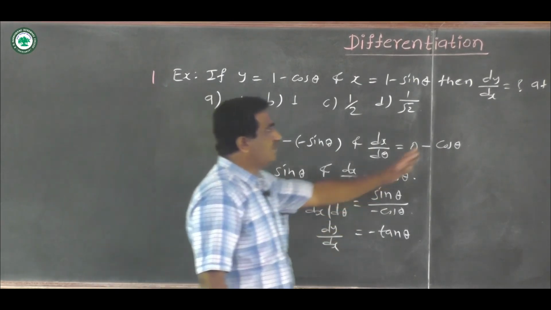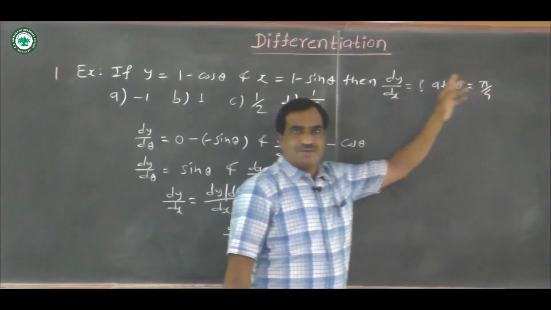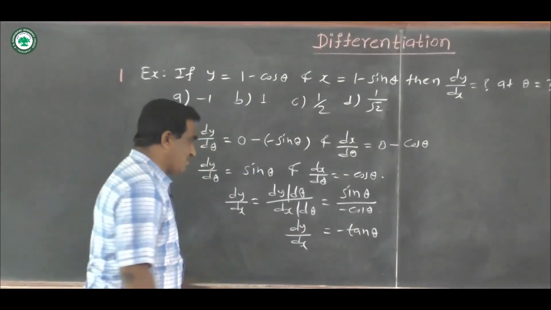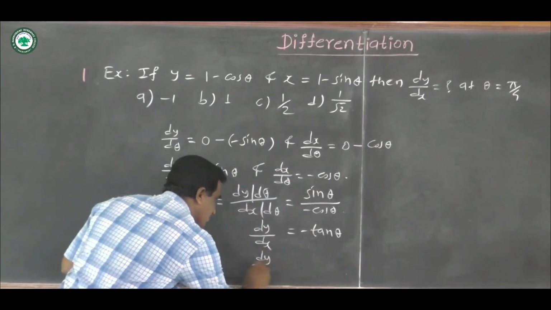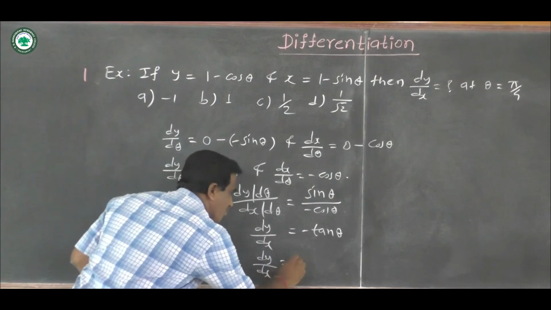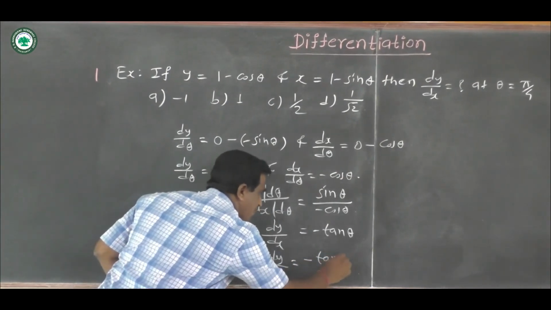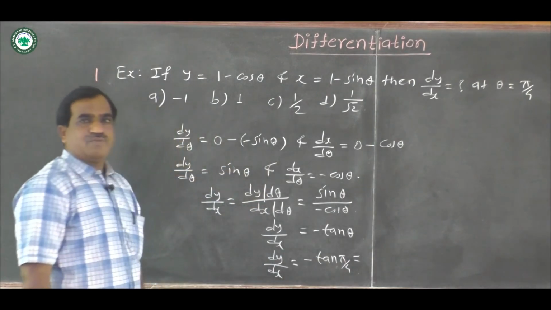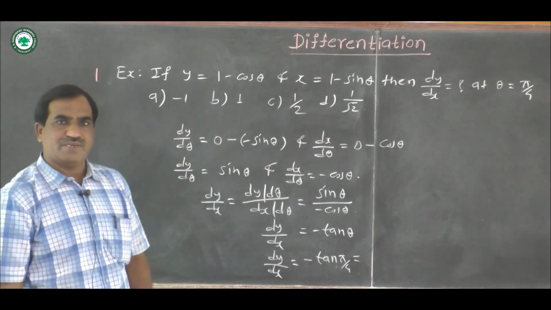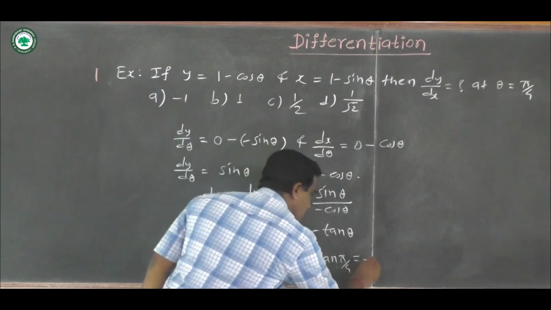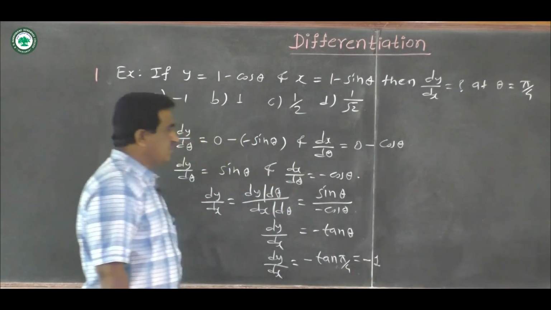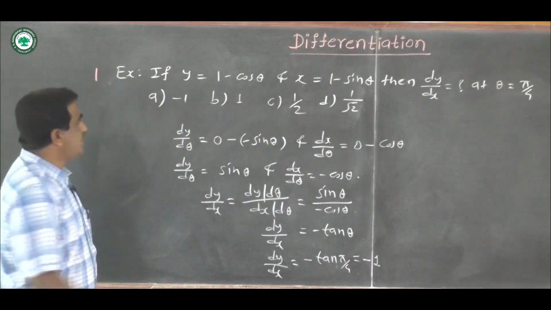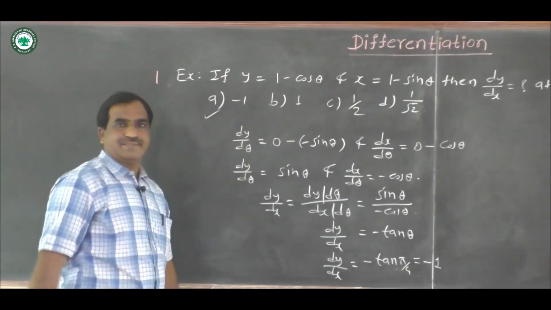But we have to find dy by dx at theta is equal to pi by 4. Therefore put theta equal to pi by 4, then dy by dx is equal to minus tan pi by 4, which is equal to, the value of tan pi by 4, that is tan 45 degrees, is equal to 1. We get the answer minus 1. Our correct answer is option A.